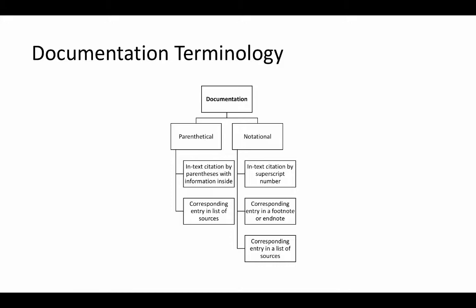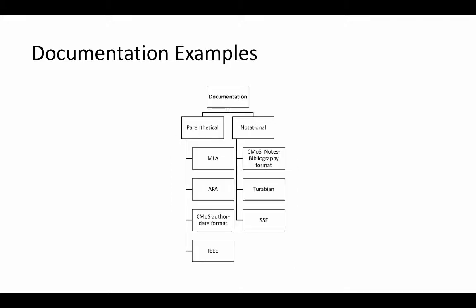And then there should also be a corresponding entry in a list of sources. For notational, there are 3 points where we see a reference. There's an in-text citation by a superscript number. There's a corresponding entry in a footnote or endnote, meaning at the bottom of the page or at the end of the document. And then lastly, there's another list where that reference will be. So there's the parenthetical and there's the notational.